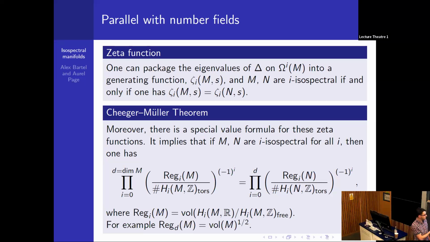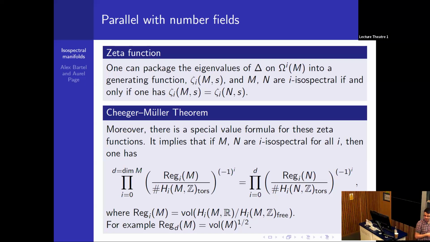Okay, so an explicit case of these regulators that you already know is this: if you unpack the definitions in top degree d, you'll find that this is nothing but the square root of the volume of the manifold. Any questions up to now?